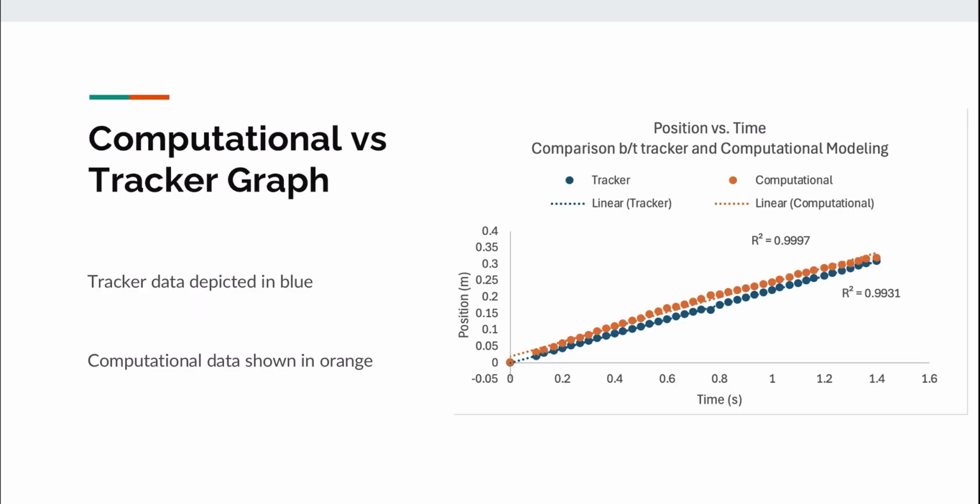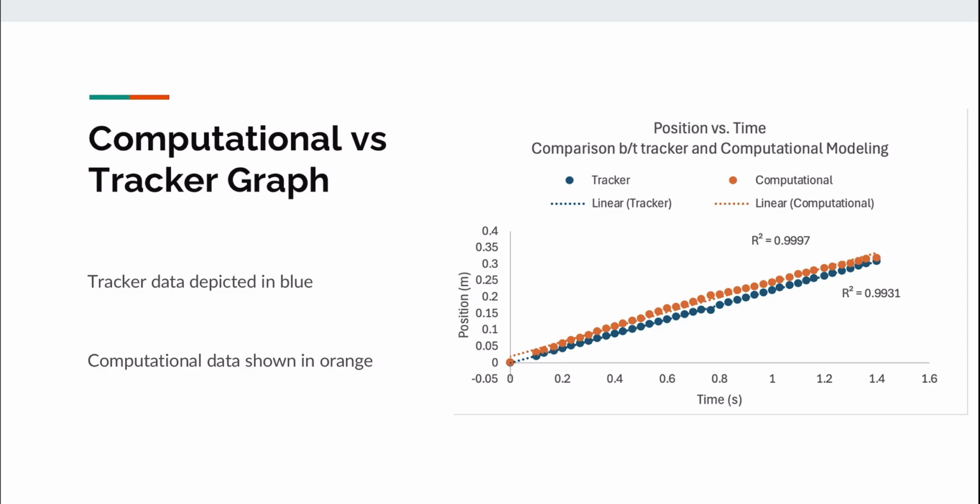We will now compare the computational versus the tracker graph. This is an overlay of the data collected by the observational model and the computational model. The observational model is depicted in blue and the computational model is depicted in orange. These two graphs are similar, suggesting the computational model is a somewhat good estimate of the observational model.